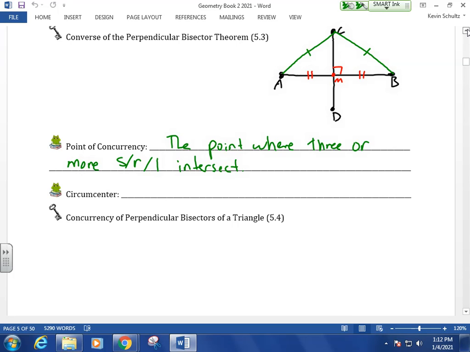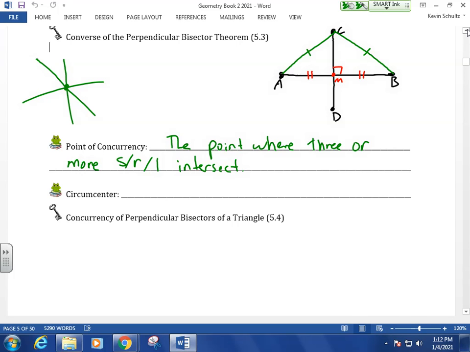So if you only have 2 of them, okay, that point is just an intersection. You got a third one. All right, now it's a party. Now it's a point of concurrency. Okay, so point of concurrency is where 3 or more segments, rays, or lines intersect.